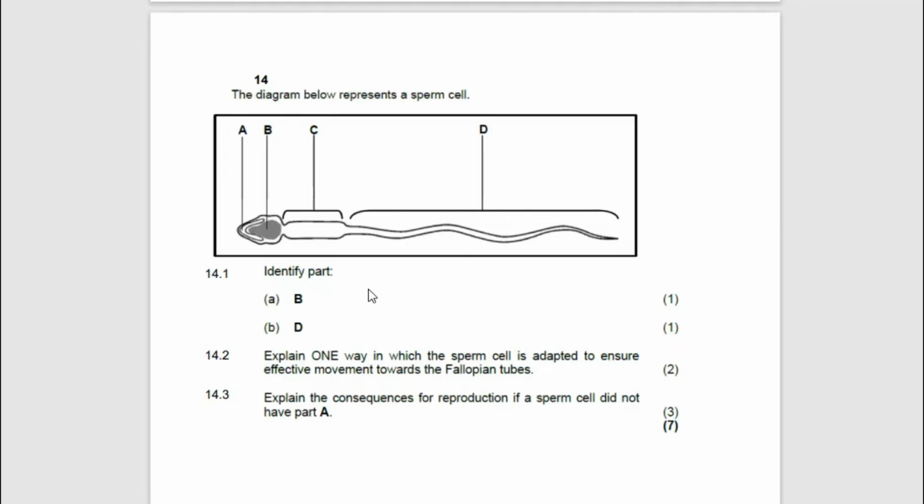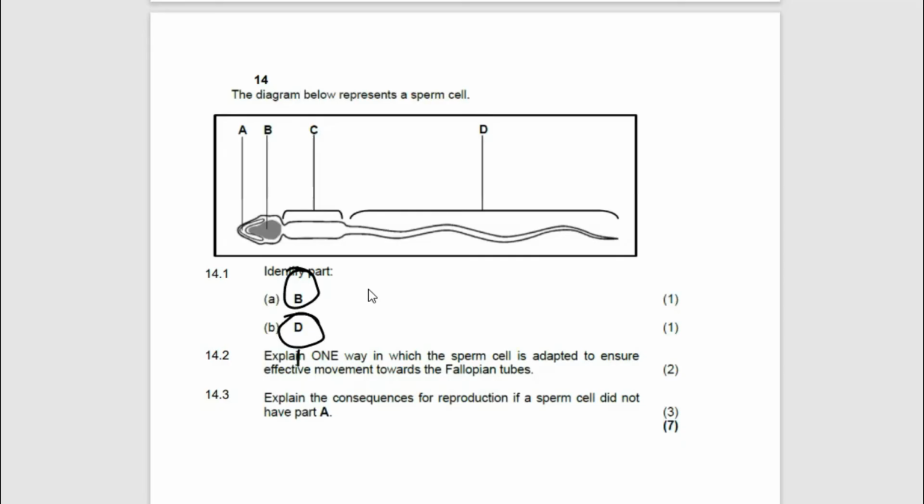All right. Then they are saying, what is part A? We have seen acrosome, part B, nucleus, part C, middle piece, part D, the flagellum or the tail. They are saying identify B, we have seen it. It is the nucleus. Part D, we have seen it is the tail.